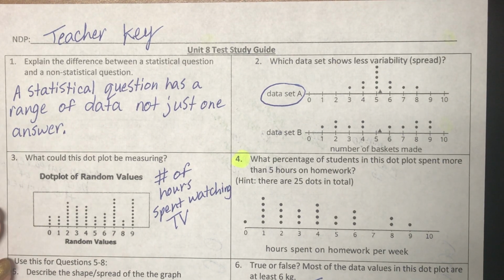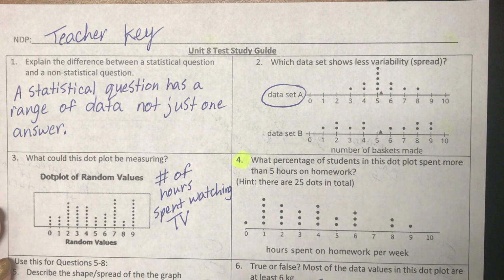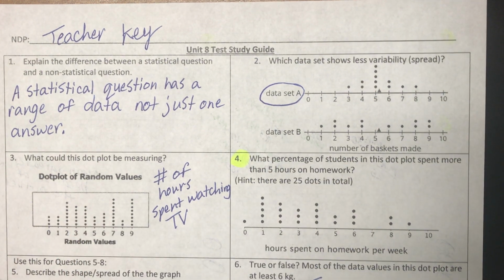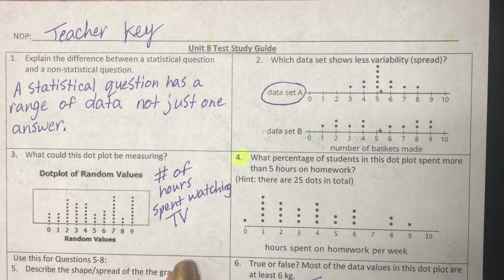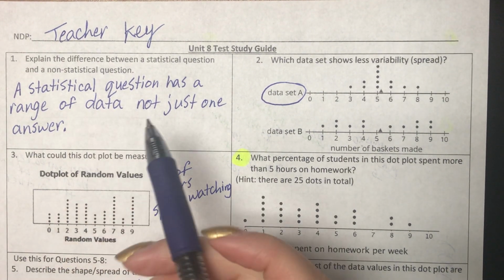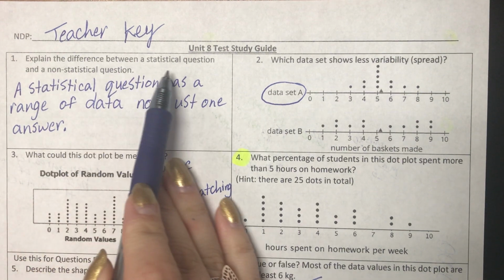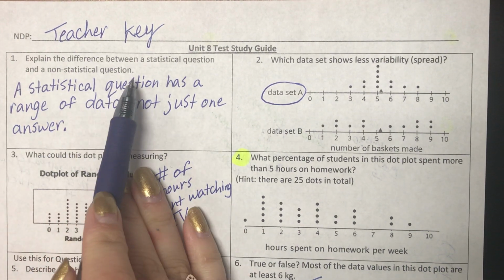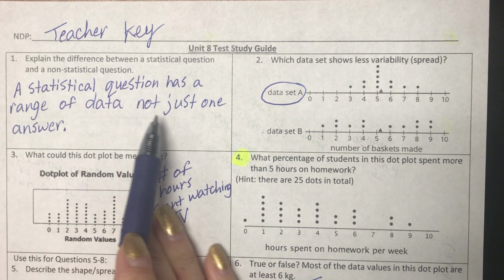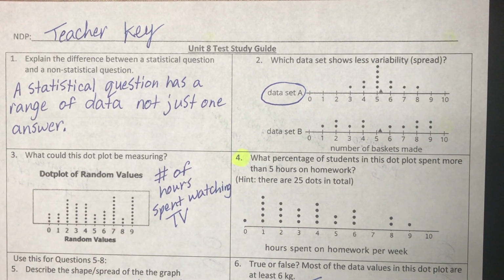Right, so we are going to be discussing your Unit 8 test study guide. For most of them I have written down the answers, but I am going to go through and discuss some of them with you. For the first one, explain the difference between a statistical question and a non-statistical question. A statistical question has a range of data, not just one answer.